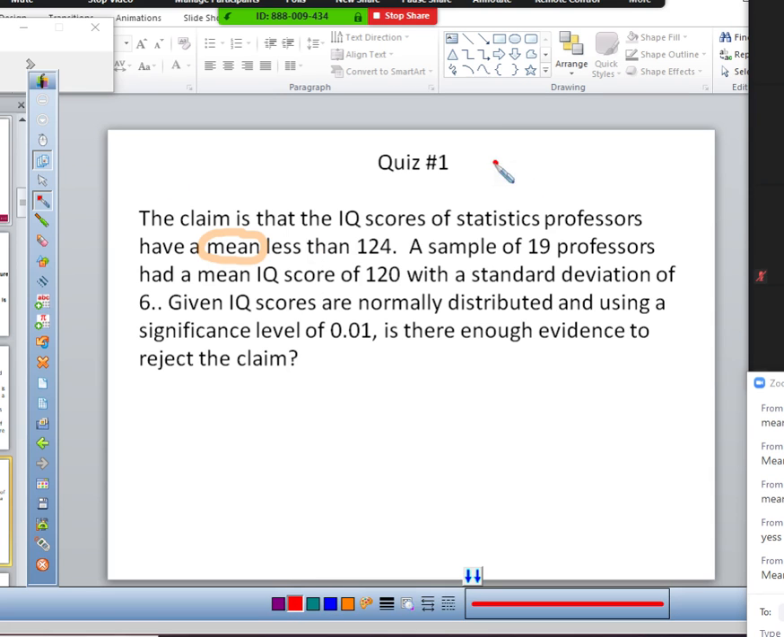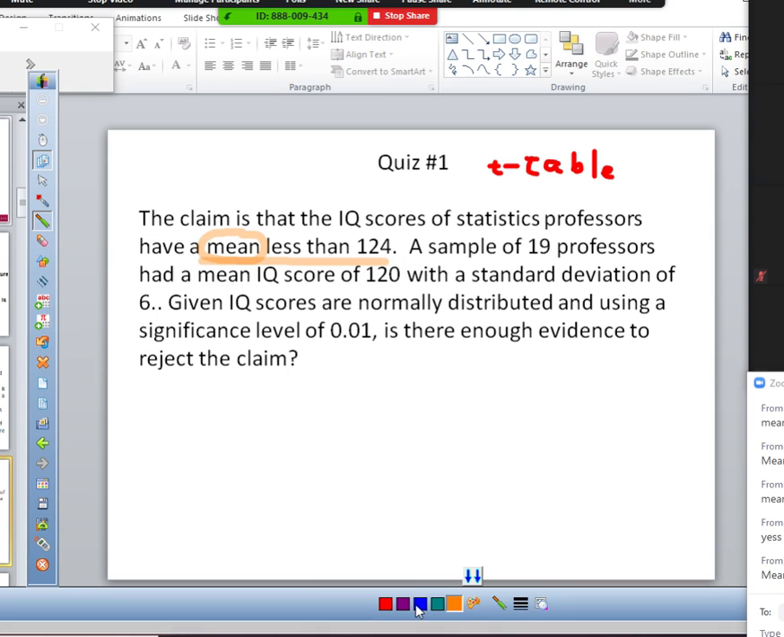Which means you're going to be using a t-table, right, because of mean, Mr. T, which means you also need to find degrees of freedom, n minus 1. Let's figure out the things that are important here. So right away we have a claim. The claim is the mean is less than 124, so that's your claim right there.